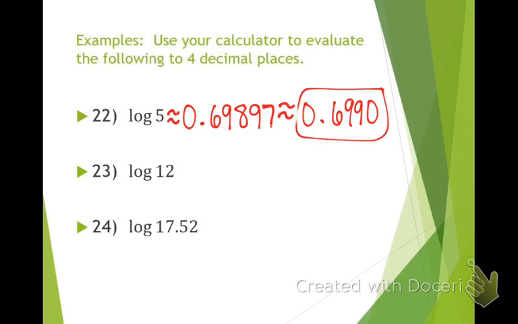Okay, what about the log of 12? For that one, I got 1.07 out of 1. What's after that? It was an 8. Okay, so if we're taking it to 4 decimal places, the 8 is going to make the 1 a 2. So 1.0792.